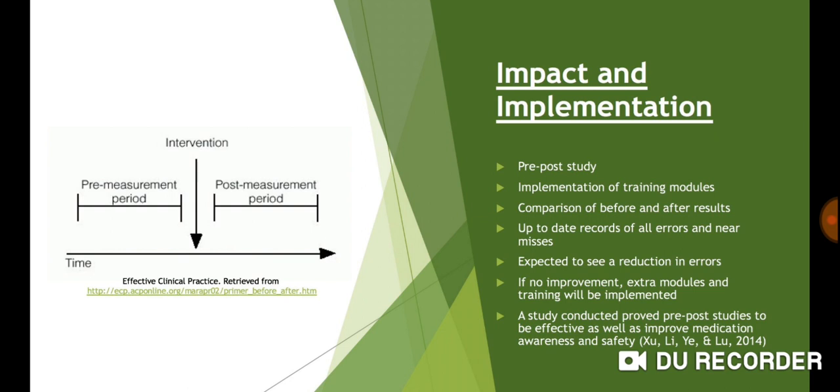If there was no improvement on the number of errors made, more training and information sessions would need to be implemented, targeting a wider range of areas over a longer time period, in which we would again compare pre and post numbers. A study conducted proved that the pre-post study is highly successful due to the implemented training interventions. Nurses' medication awareness on medication safety improved, as well as the skill to perform medication administration. Overall, this improved patient satisfaction and reduced the number of medication errors.